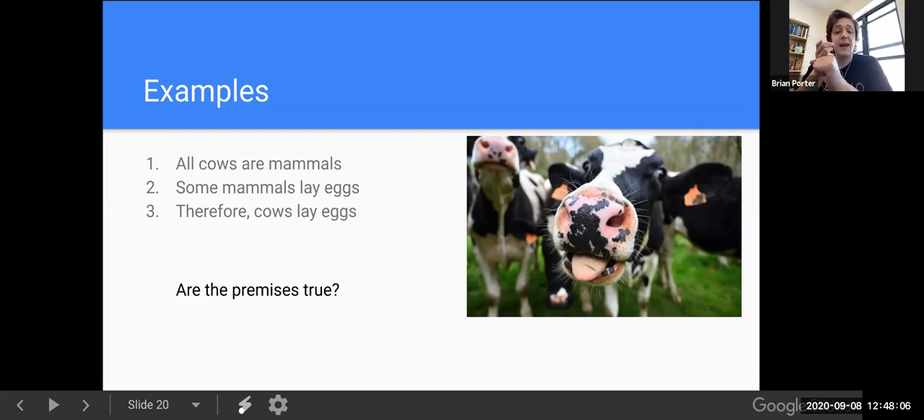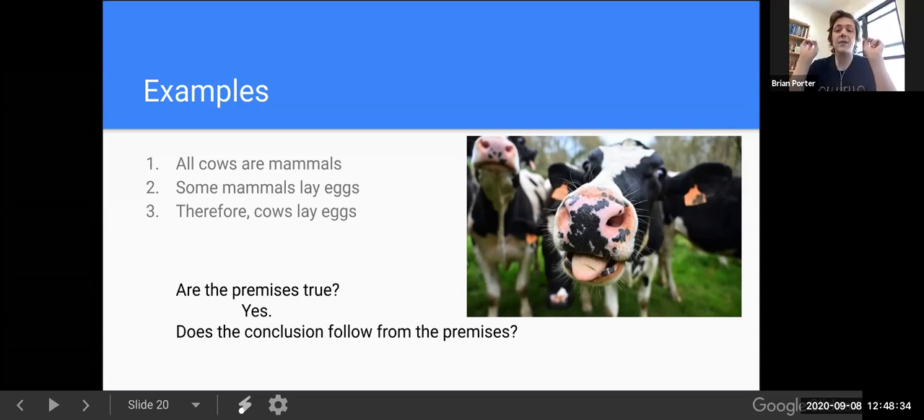And some mammals lay eggs, as we just discovered. Maybe you already knew it, but as we know now, all of us, some mammals lay eggs. Echidnas and platypuses are egg-laying mammals. So premise two is true. So all cows are mammals. Some mammals lay eggs. So the premises are true. So the answer to the first question is yes, both premises are true.